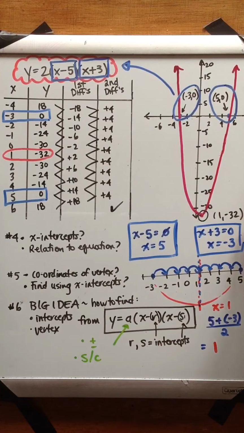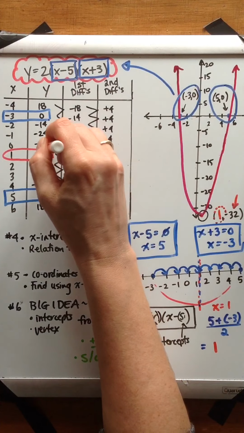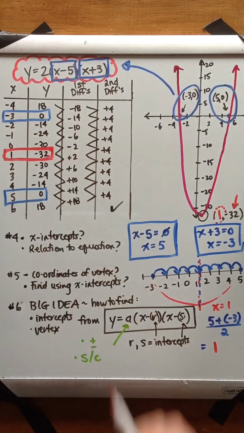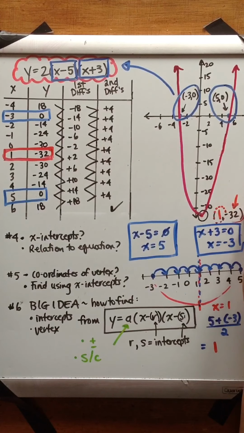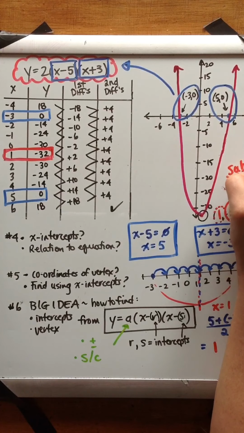Okay? Now the other thing that we're missing in the vertex is the y coordinate. We found the x coordinate of it quite easily, but how could you find the y coordinate? Well, what happens if you plug x equals 1 into the equation? We did that over here, and we noticed that plugging in a value of 1 would give a y value of negative 32. So if we know the x coordinate, we can find the y coordinate by subbing into the equation. Sorry, that's not very clear. Let me try that again. Sub into equation.